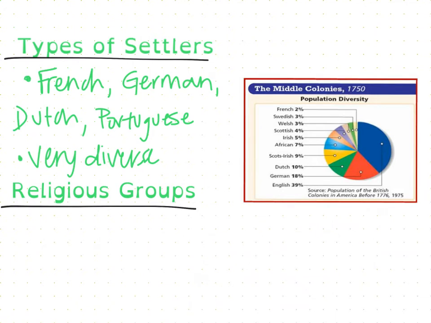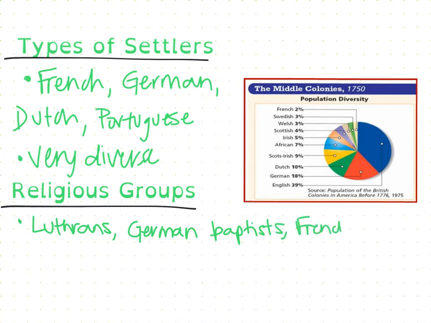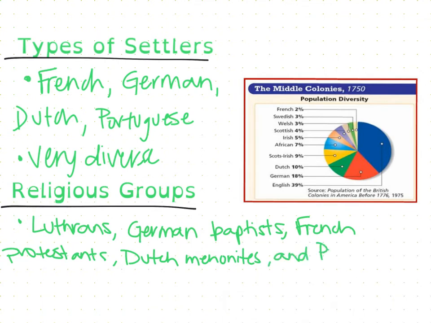So religious groups in the middle colonies included, and this is another one where you're going to want to write small: Lutherans, German Baptists, French Protestants, Dutch Mennonites, and Portuguese Jews.